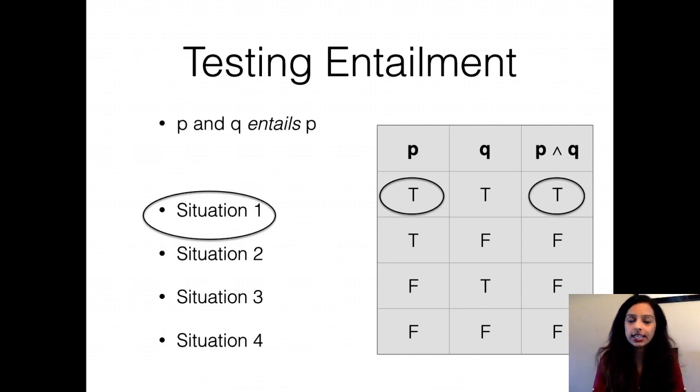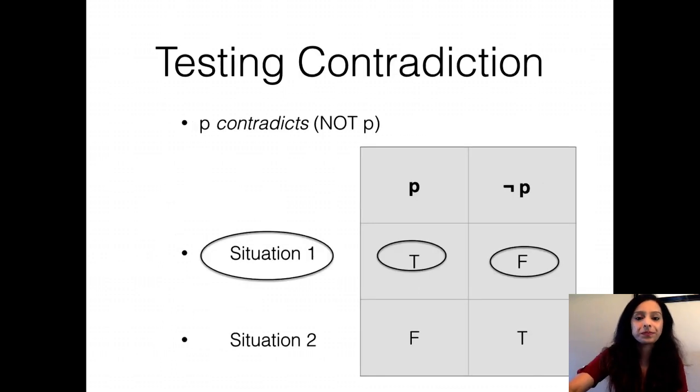So here is testing entailment. We want to test P and Q entails P. This is a truth table that you have seen before for the conjunction operator, and each of these rows can be situation 1, situation 2, situation 3, and situation 4. You can see that when P and Q is true, that is the first row, situation 1, that entails the truth of P. So therefore, P and Q entails P is true.